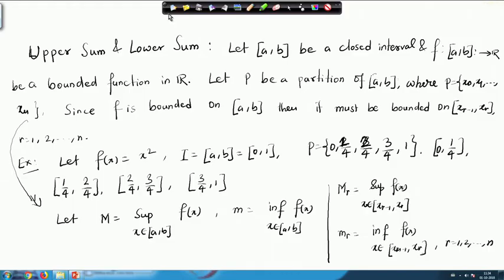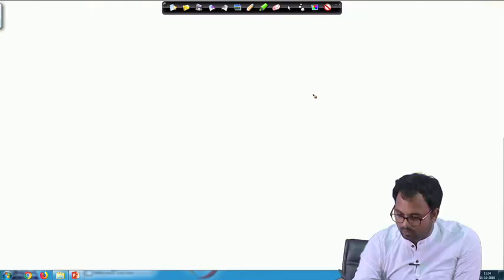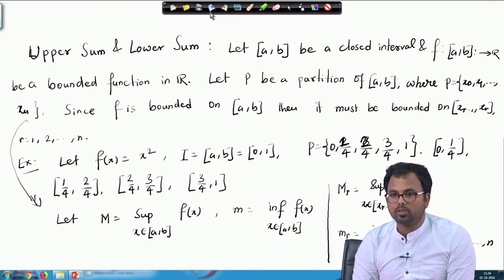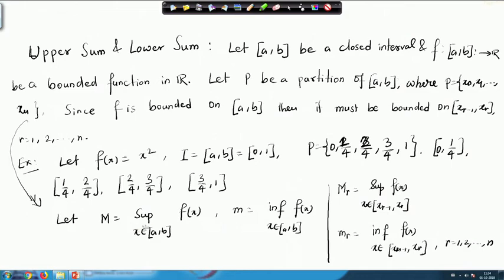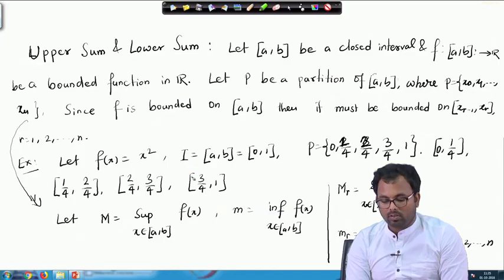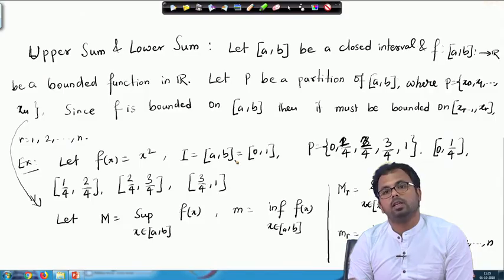Okay, this page is full, so we go to the next page. In the previous page, what we see is, as I was saying in this example, f(x) equals x squared. On every subinterval we have a lower bound and an upper bound, but at the same time for the whole interval 0 comma 1, we have a lower bound as well as an upper bound.